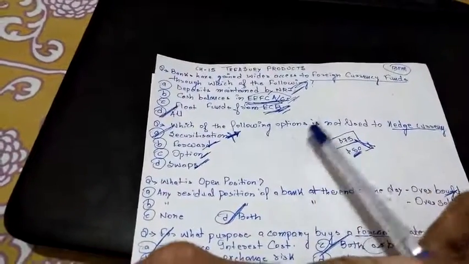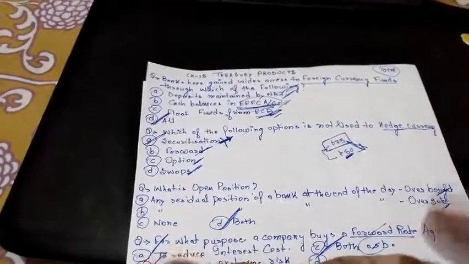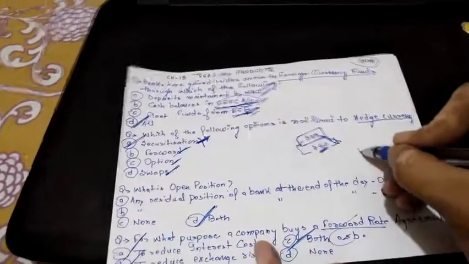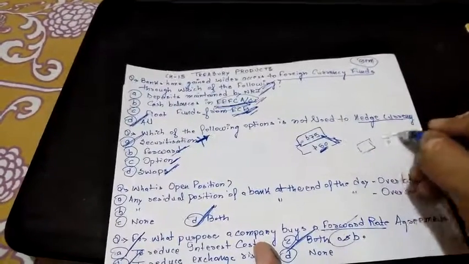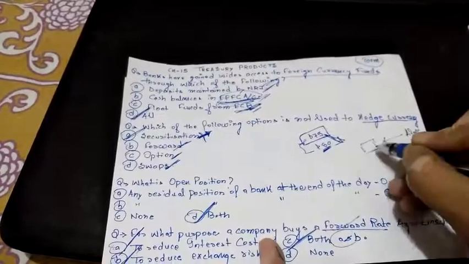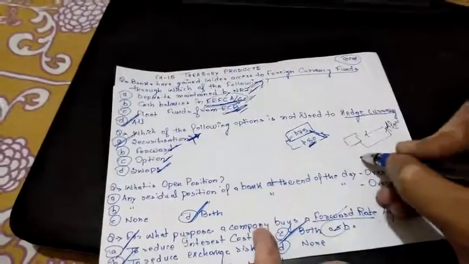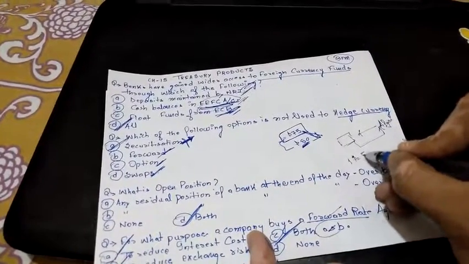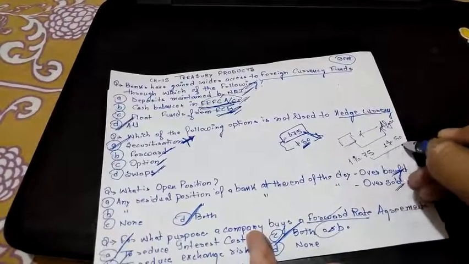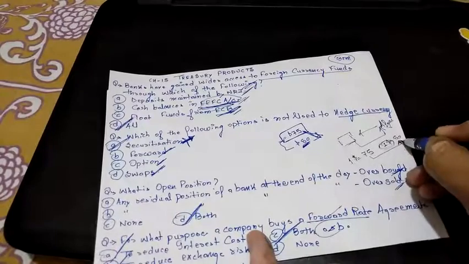Next question, which of the following options is not used to hedge currency? Now, what is hedging a currency? Hedging of currency means to protect the currency. For example, you imported something from, let's say, Afghanistan. So you need to pay the amount after 3 months in dollars. Now the dollar rate is $1 equal to 75 rupees. But after 3 months, it might go to $1 equal to 80 rupees. So after 3 months, if you buy $1 at 80 rupees, you will be in loss.